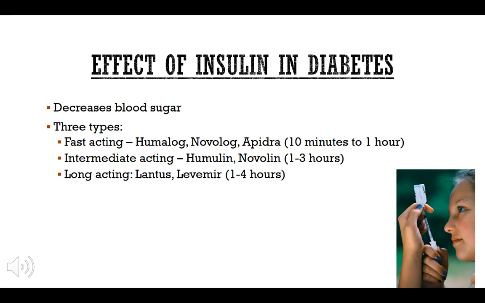Now that you know what insulin is and that it decreases blood sugar, there are 3 different types of insulin: rapid acting, intermediate acting, and long acting. Rapid acting is the quickest, where results from the medication are typically noted within 15 to 30 minutes.